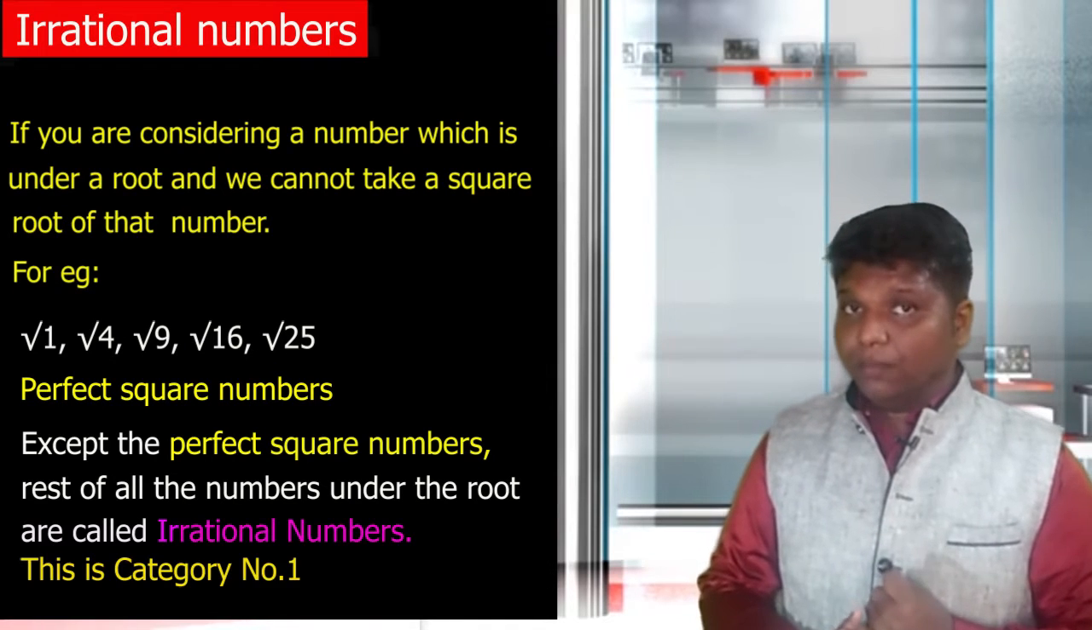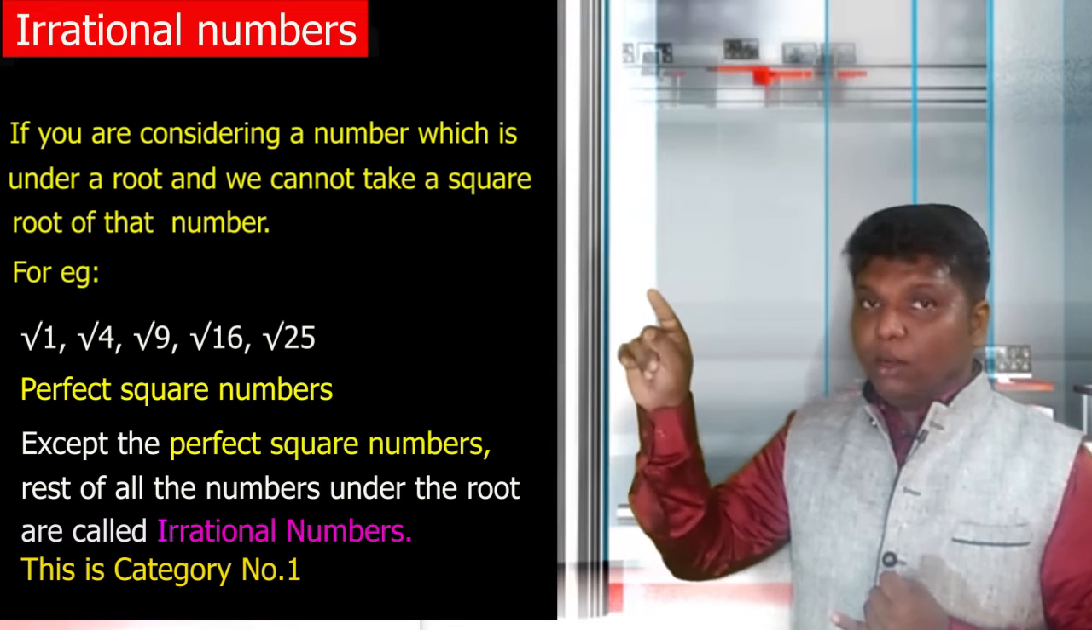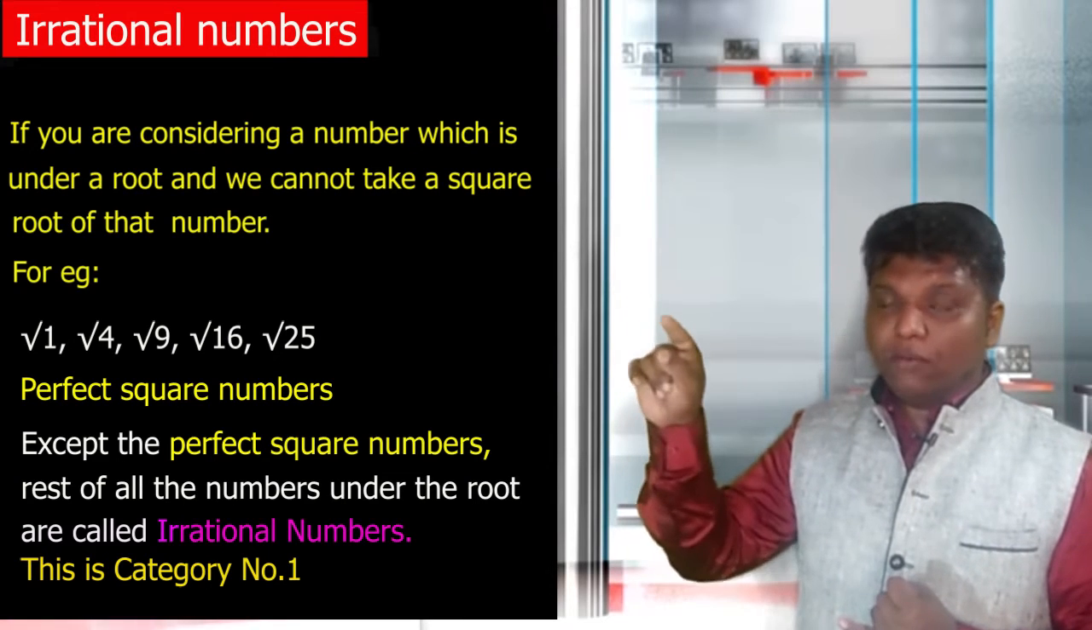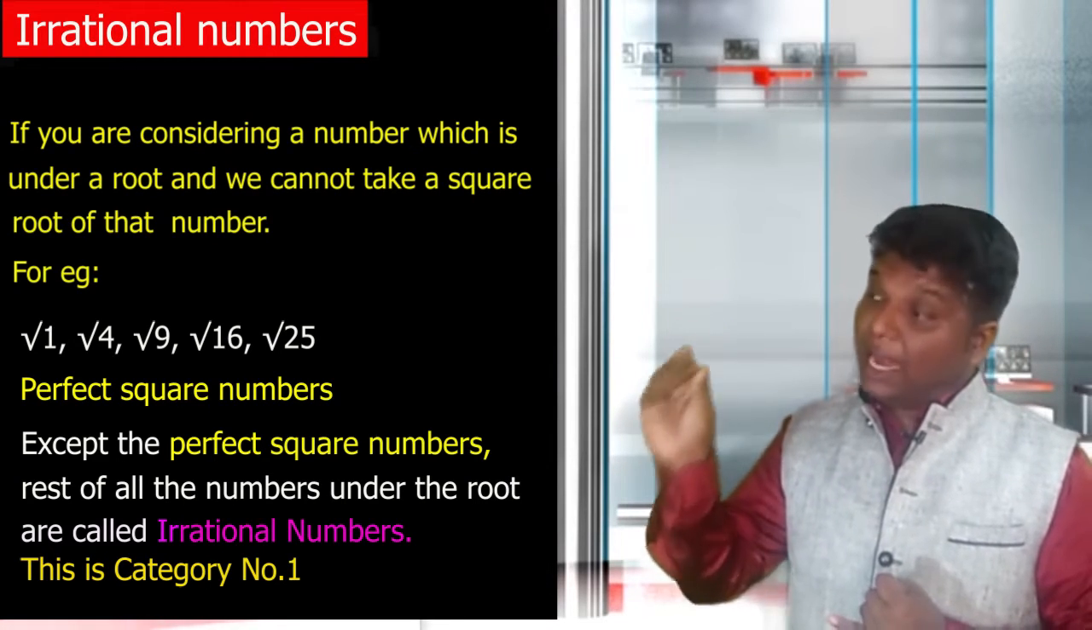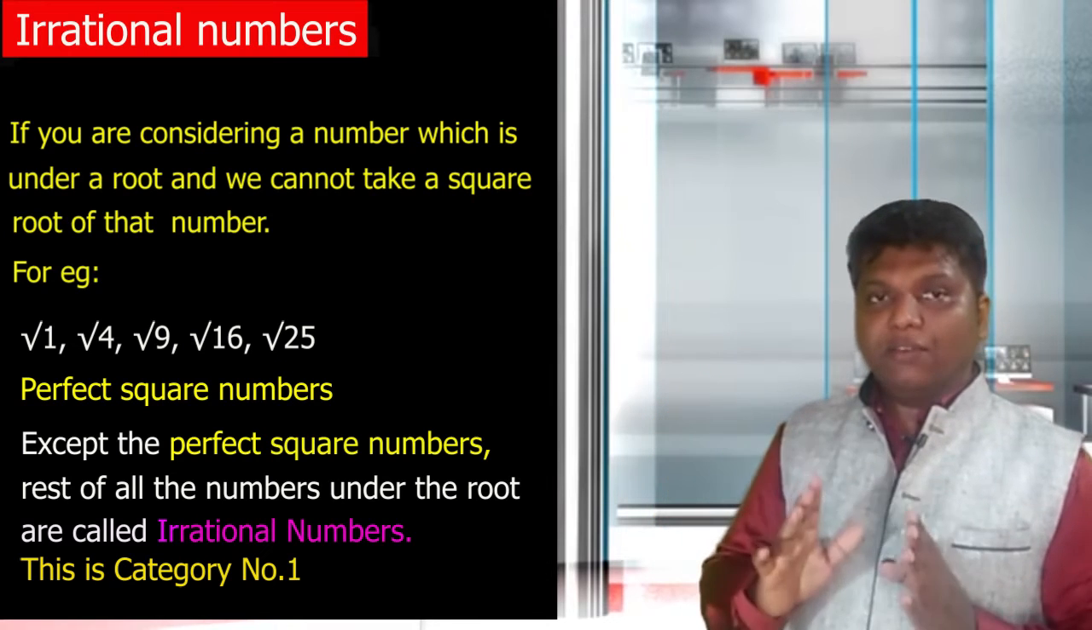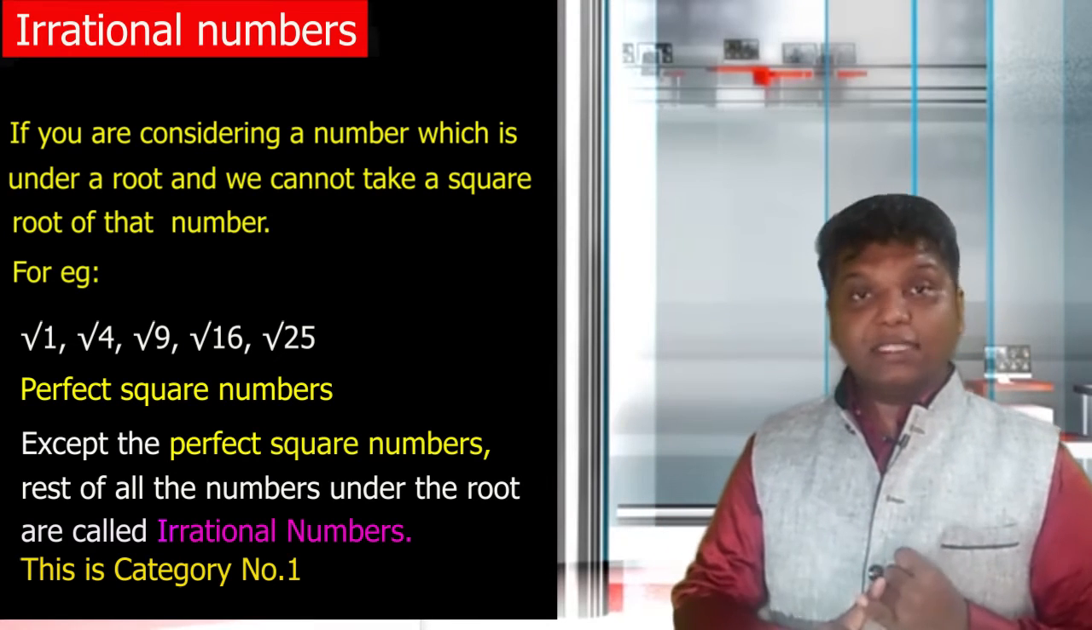That is category number 1. Means the numbers which are seen below the root sign. There is a symbol of root, and inside it, if a number is there, and if that number is not a perfect square, then definitely you can say that is an irrational number. This is category number 1.